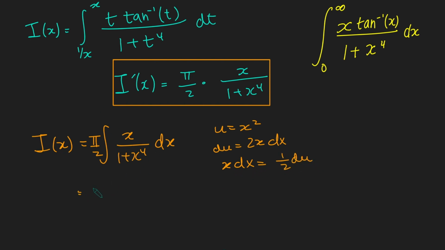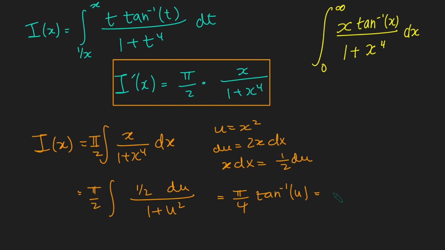And so this integral here becomes pi over 2 times the integral of x dx, which is a half du, all over 1 plus x to the 4, which is going to be 1 plus u squared. And now this is a pretty standard integral. If I take the half out, this is going to be pi over 4, and then I'm left with the integral of 1 over 1 plus u squared, and that's just going to be inverse tan of u. And if I just bring back u as x squared, this is pi over 4 times inverse tan of x squared. And then, of course, I've got a plus c here because this is an indefinite integral. Okay, this is great. I get this result here that I of x equals pi over 4 times inverse tan of x squared plus c.